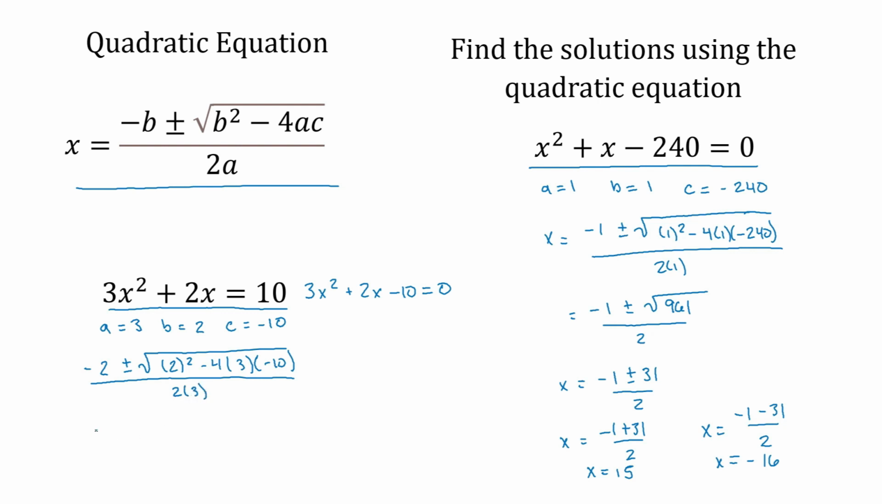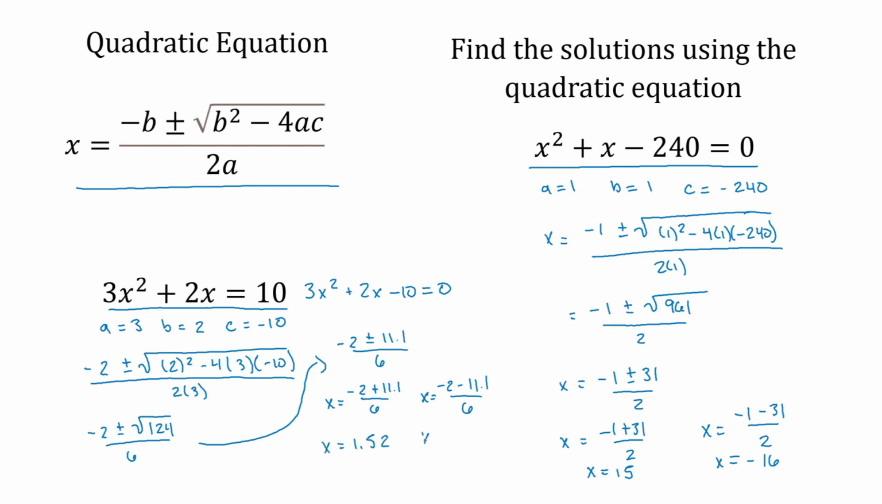Okay, so just simplifying here, we're going to have -2 plus or minus the square root of 124 over 6. Bringing this along, I get -2 plus or minus 11.1 over 6, which again gives me 2 roots. So I can have -2 plus 11.1 over 6, or I can have -2 minus 11.1 over 6, which gives me x can equal 1.52, or x can equal -2.18.